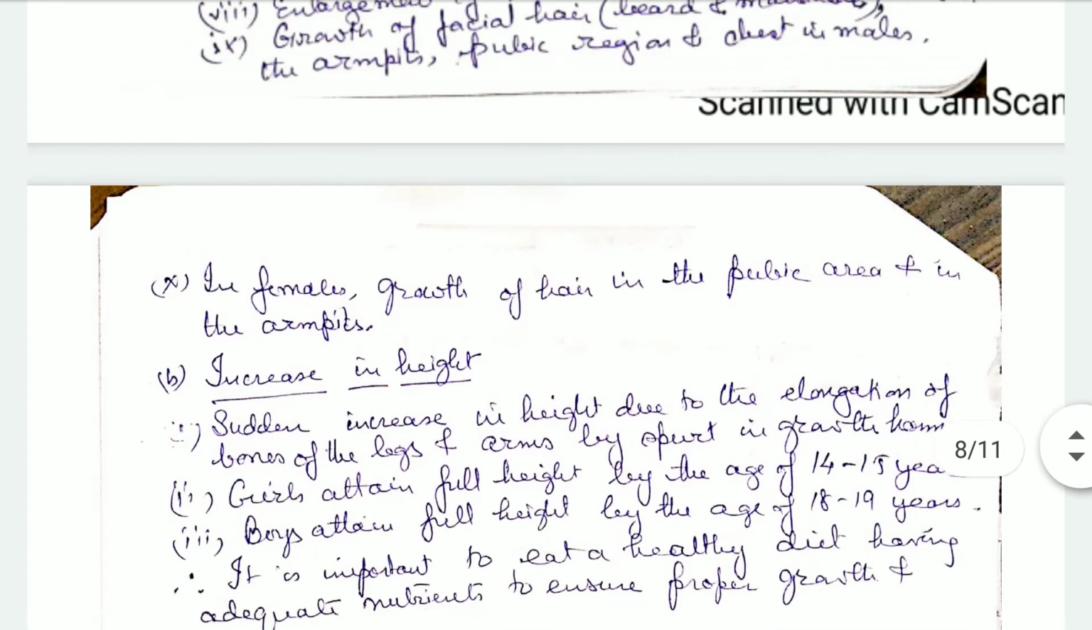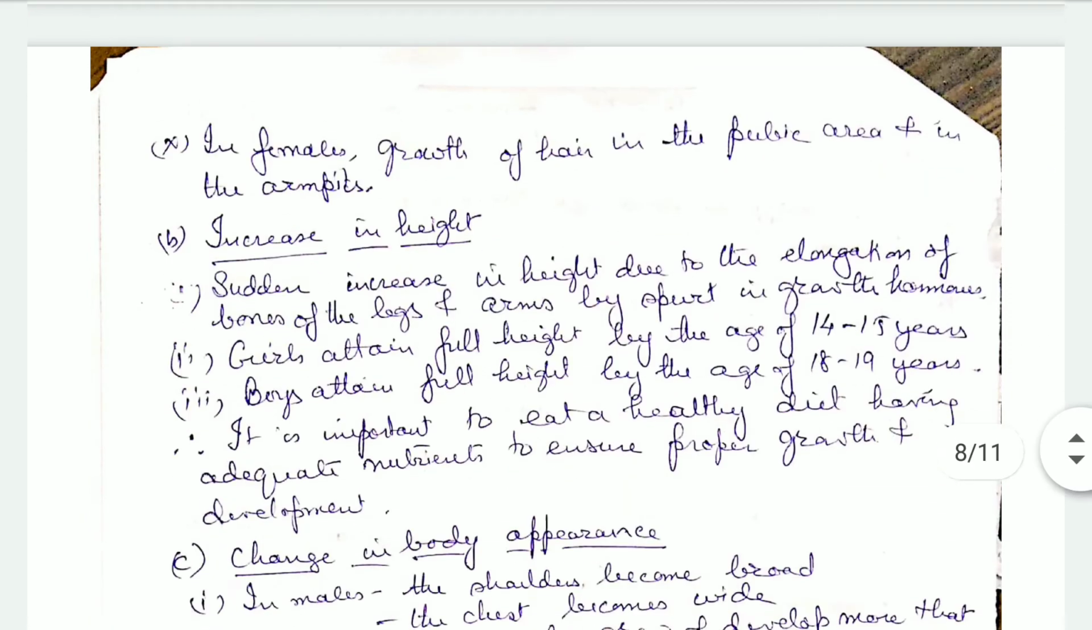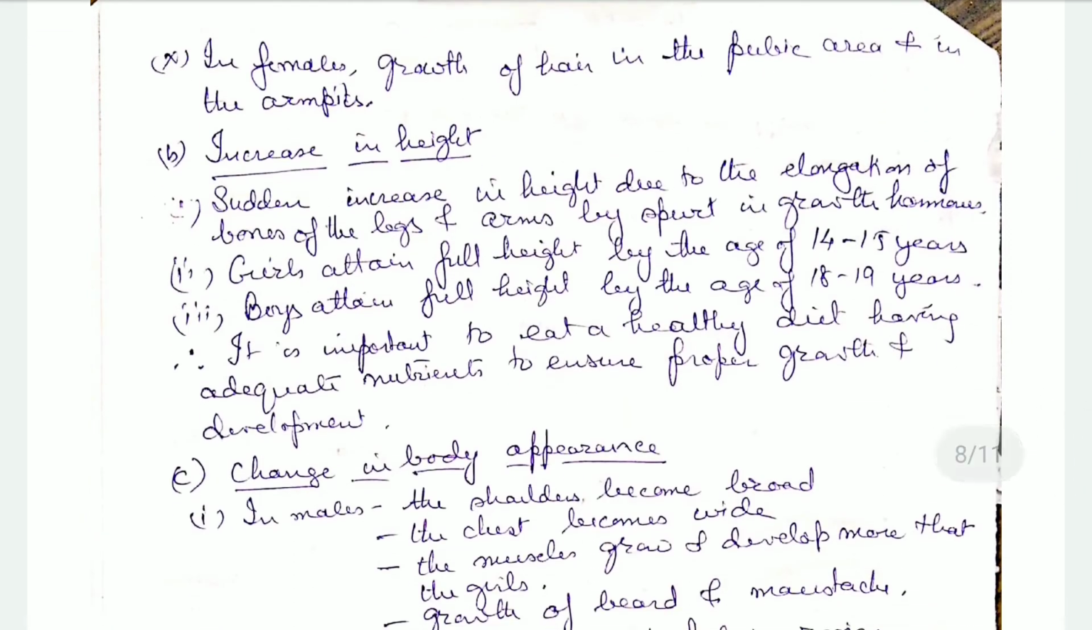Okay, and in females, the hairs grow in the pubic areas and also in the armpits. Then the increase in height. There is a sudden increase in height due to the elongation of the bones of the legs and arms by the spurt in the growth hormone. Due to this, there is an increase in height, elongation of the bones of the legs and the arms.